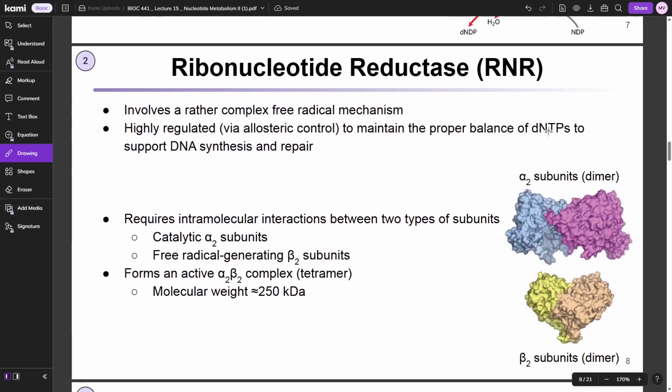So here's the enzyme. This guy is a big boy. He's very large. 250 kilodaltons is massive.